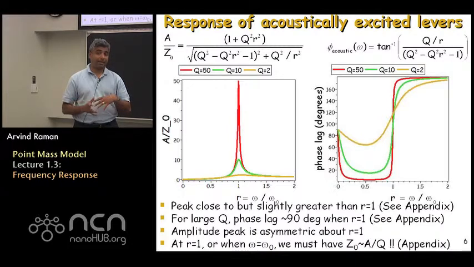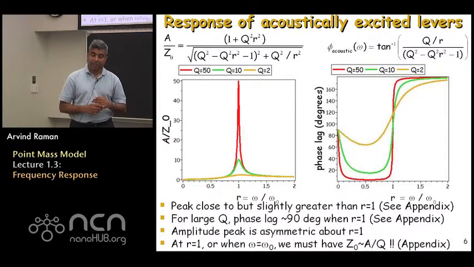Now remember, in the case of directly excited cantilevers, this was exact. Regardless of Q, you reach 90 degrees phase lag when R equals 1. However, in the case of acoustically excited cantilevers, you reach phase lag of 90 degrees at R equal to 1 in an approximate sense. When Q becomes very small, like when Q becomes 2, for example, you find that the phase lag at R equal to 1 is in fact a little larger than 90 degrees.